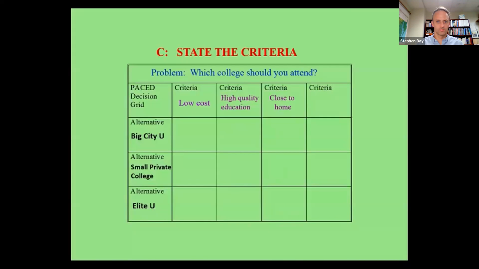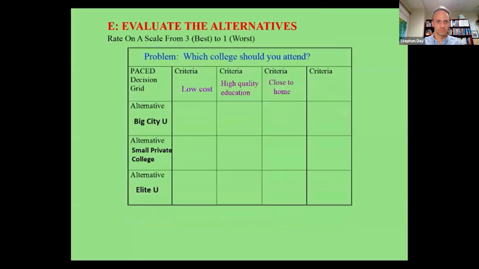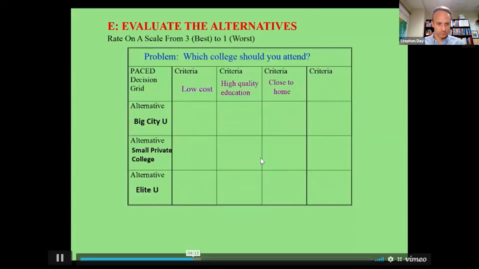Next, we need to evaluate the alternatives based on the criteria that we've just listed. We're going to rate our alternatives on a scale from 3 to 1. 3 would be that it meets the criteria the best, and 1 would mean that it does not meet the criteria. So let's look at our 3 college choices. Big City University is a large... And take note that you don't have to use 1 through 3. You can make any scale that you want. And in some cases, if you have one particular criterion that's especially important to you, you can give that one more points or a heavier weight.